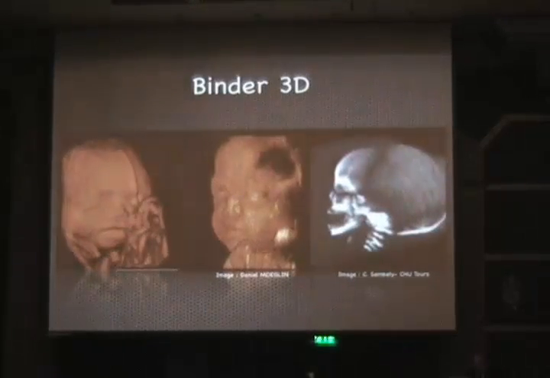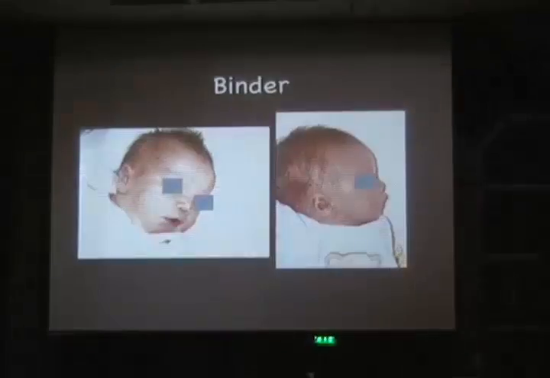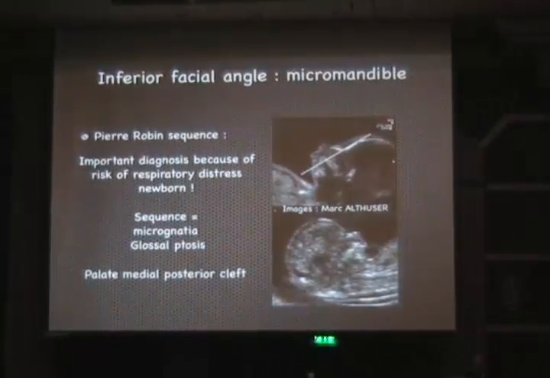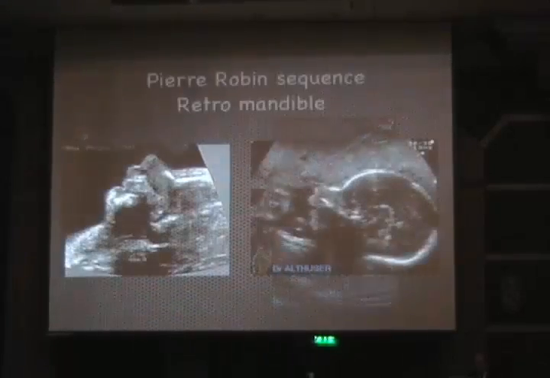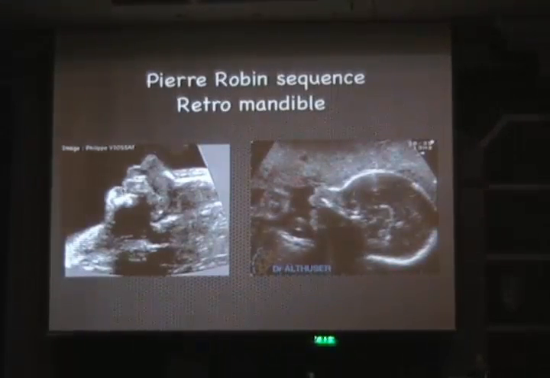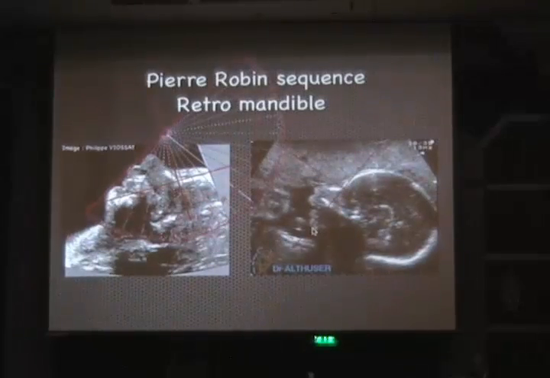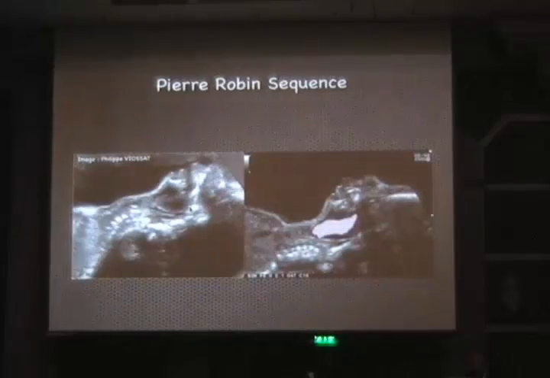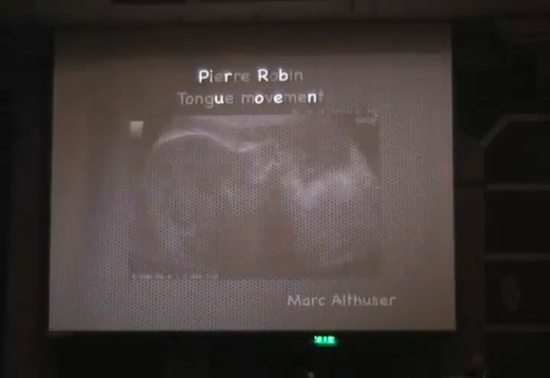Okay? This is Bender syndrome. It's not very important with the associated signs. What is important is the micrognathia, as I showed you. Here you see there is a micrognathia. And what is important to see is how the tongue is, because it's an emergency after delivery, as I told you, and I want just to show you a video of this. You see here the tongue, but if we can see the video, I hope.